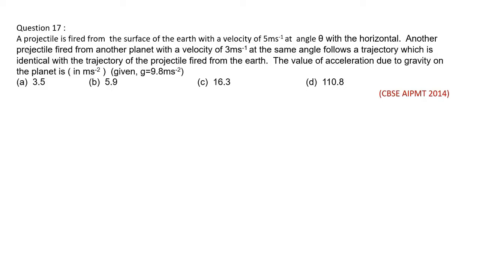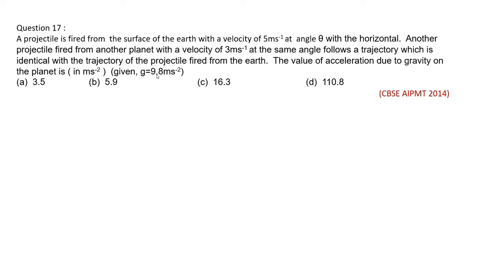Question 17. A projectile is fired from the surface of the earth with a velocity of 5 meters per second at angle theta with the horizontal. Another projectile fired from another planet with a velocity of 3 meters per second at the same angle follows a trajectory which is identical with the trajectory of the projectile fired from the earth. The value of acceleration due to gravity on the planet is, within brackets, in meter per second squared, given g is equal to 9.8 meter per second squared.